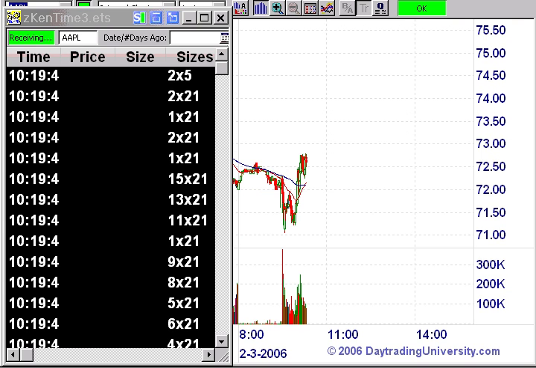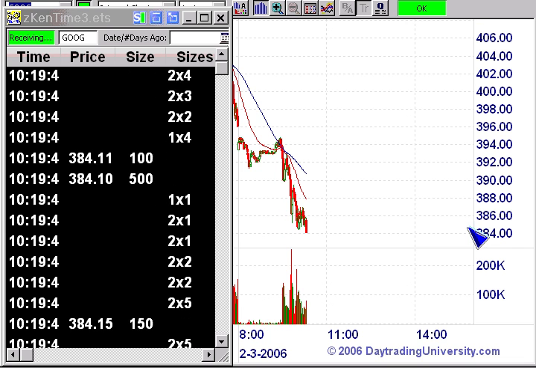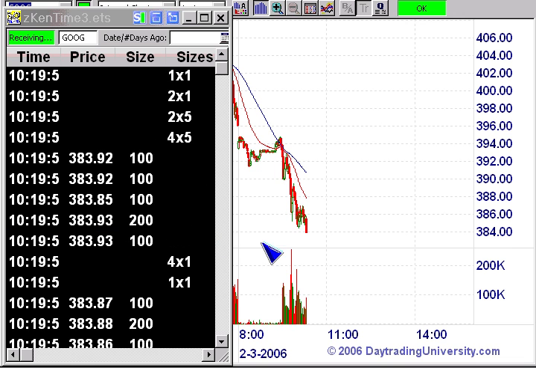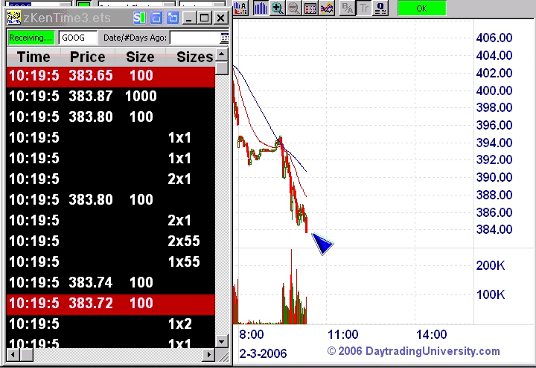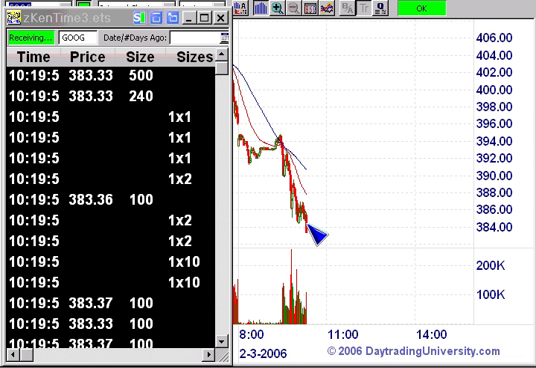Anyways, let's see what else we have here. I think that's it. Our favorite stock of the day is still Google. I wish we had some cheaper stocks to look at, but this is the best one to demonstrate. And again, don't worry that it's an expensive stock. The principles are the exact same.